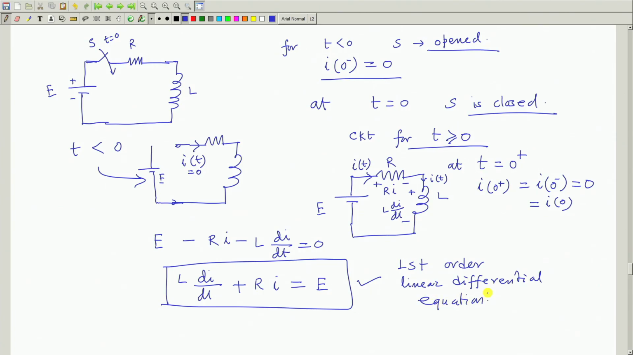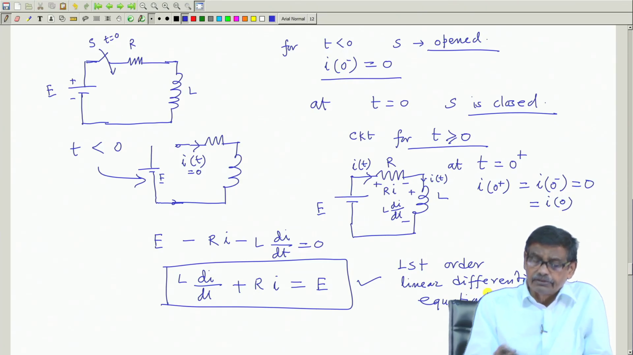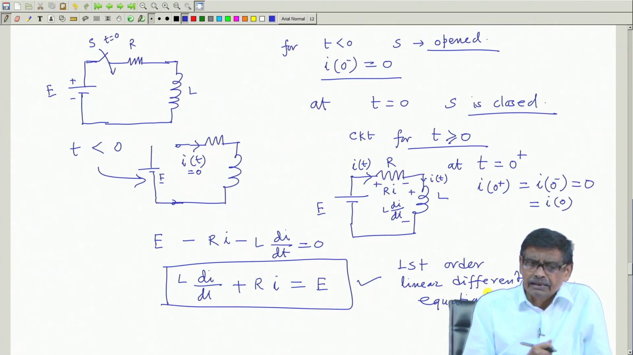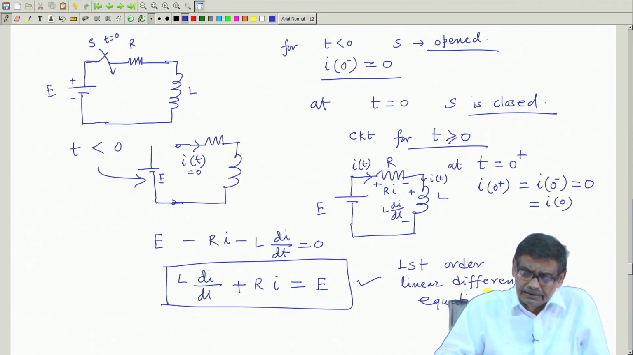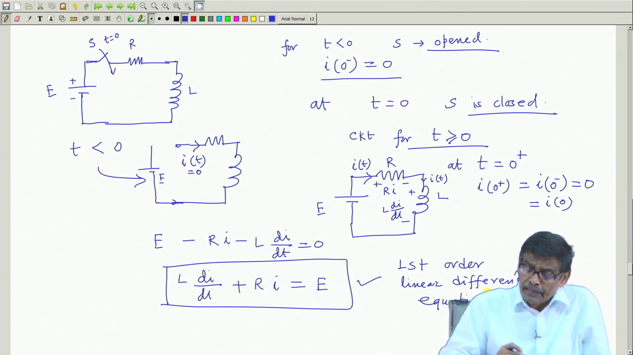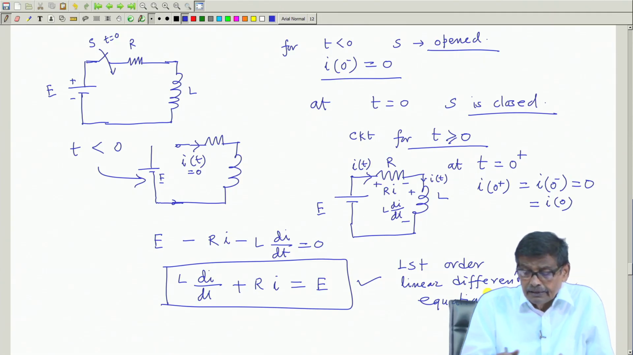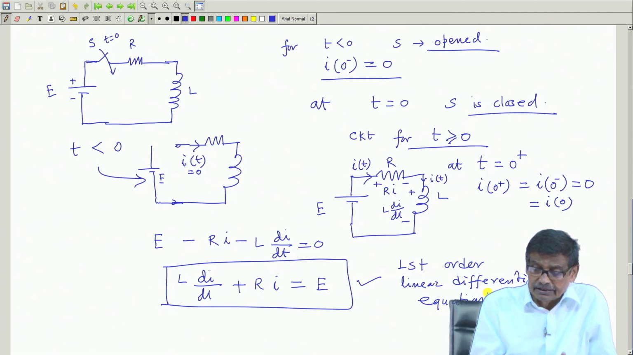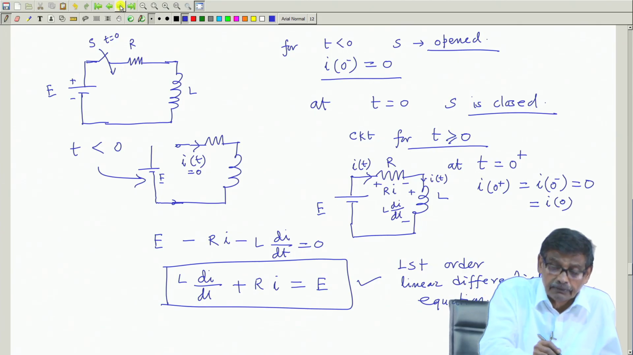What happens is this: if in a circuit there is only one energy storing element, it will always give rise to a first order equation. In general, if two energy storing elements are there, say inductance and capacitance both are present, then it will give rise to a second order differential equation and so on. I will do a general treatment of differential equations maybe after a few lectures, but for the time being, to solve this circuit it is very simple. Let us see, and I will do it like this.